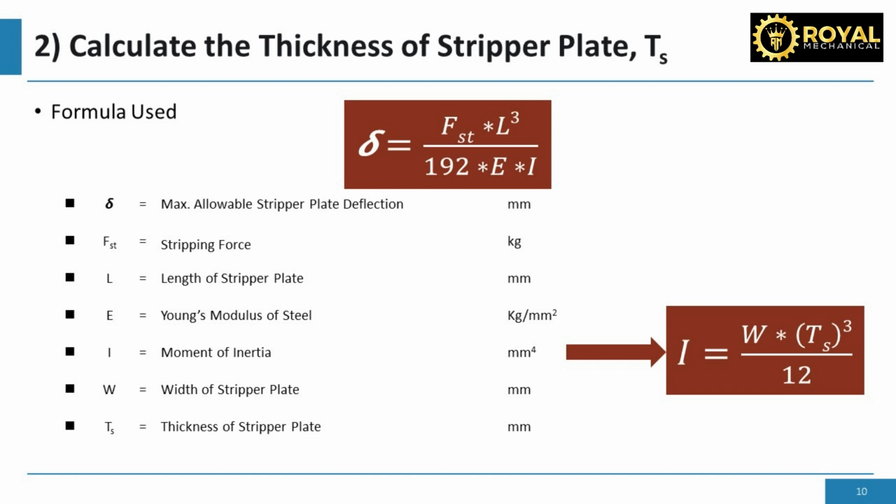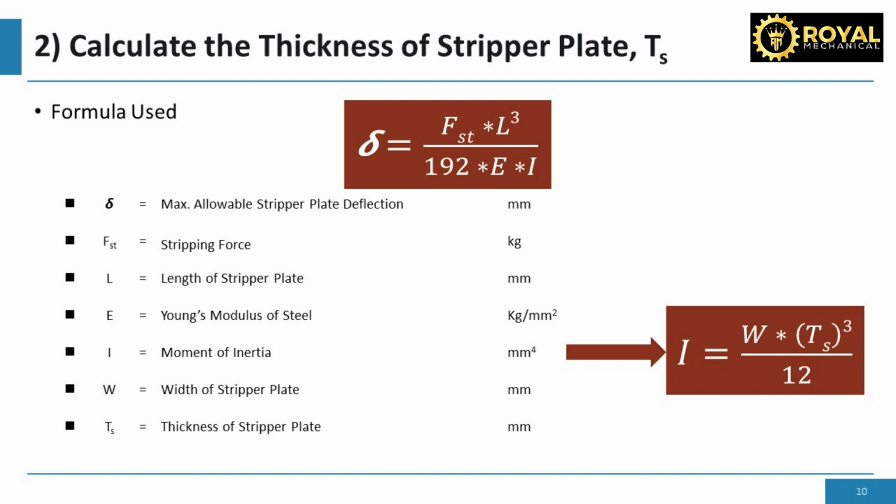FST is the stripping force in kilograms. L is the length of the stripper plate in millimeters. E is Young's modulus of steel in kg per square millimeters. Remember, the stripper plate is made of steel. I is the moment of inertia in millimeters to the power of 4. W is the width of the stripper plate in millimeters. And TS is the thickness of the stripper plate.